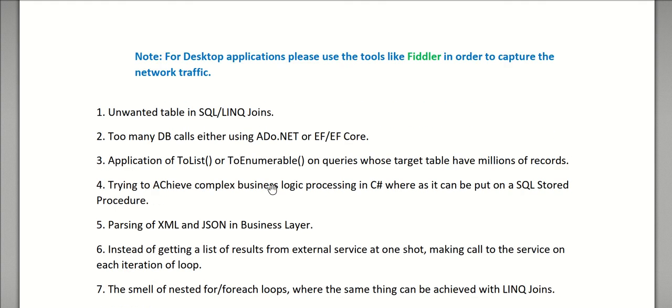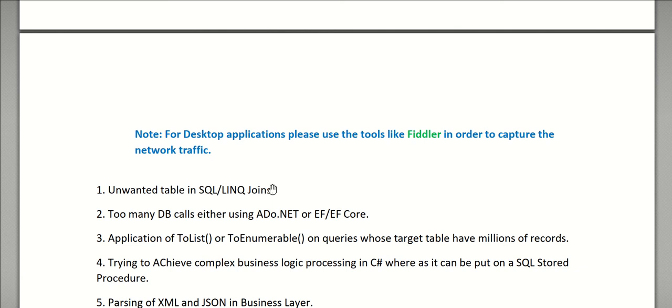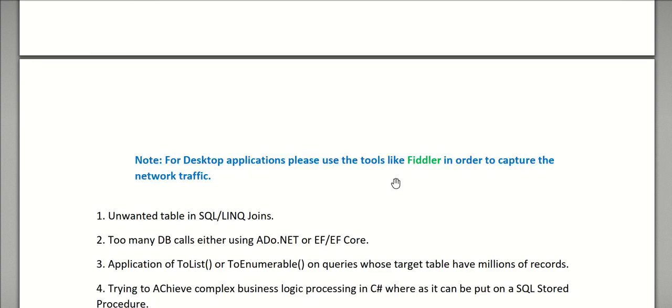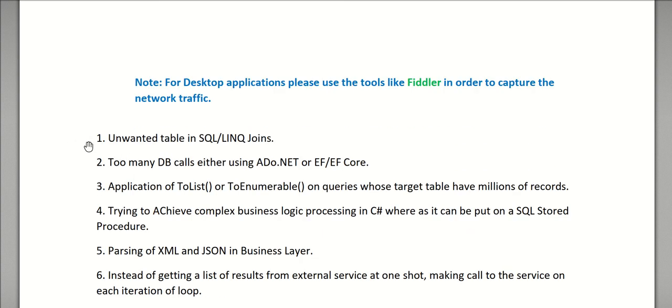Now, the first thing we have to do: the moment you identify the APIs which are taking more time, you start the analysis one by one. Now how does the process of improvement start? First, you have to check, in that API's service layer, are there any unwanted table joins? Are there any unwanted tables in your SQL or LINQ joins? LINQ is a C sharp technology. So that's what we need to check.